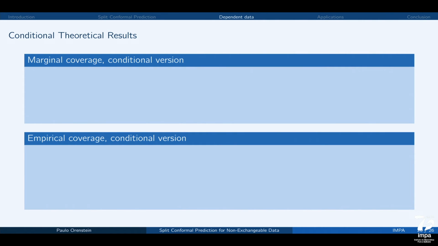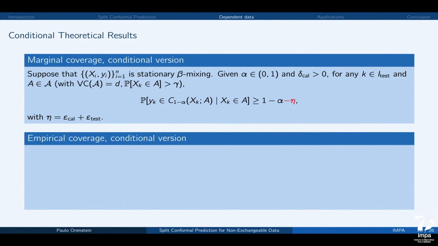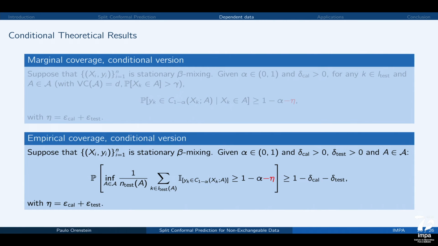We can also recover some conditional results, by which I mean, in terms of the marginal coverage, suppose that xi, yi is stationary beta mixing, given alpha in 0, 1, and delta cal that's positive. For any point in my test set, and A in this calligraphic A with VC dimension D, such that the probability that xk is in A is bigger than some gamma, then the probability that yk is in my set, conditioned on xk being in A, is bigger than 1 minus alpha minus eta, where eta is some epsilon cal plus epsilon test. And we also have an empirical coverage version.